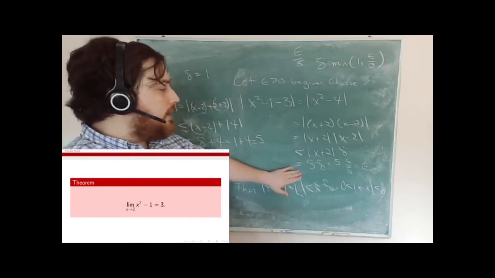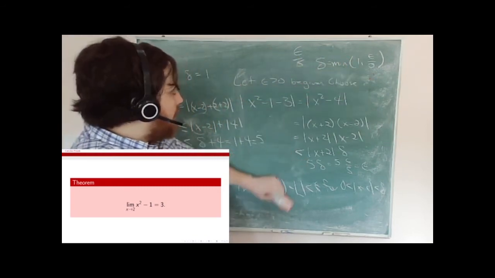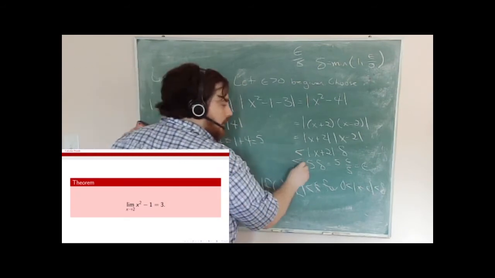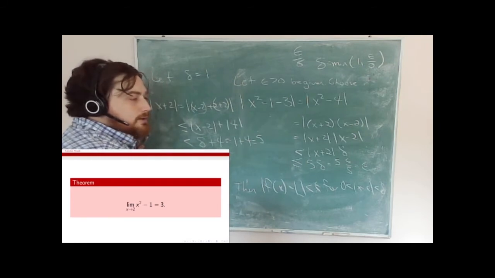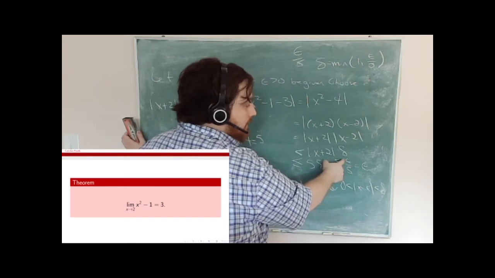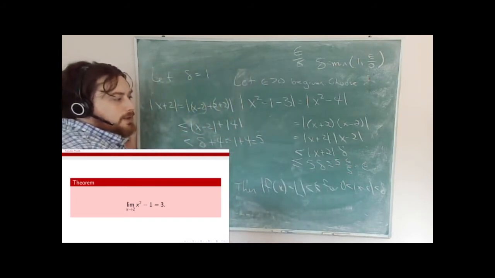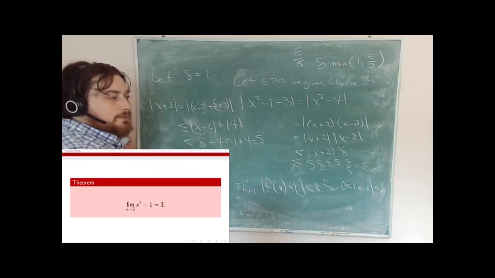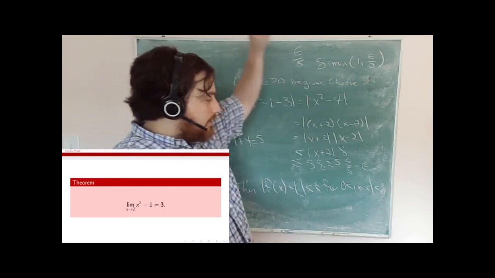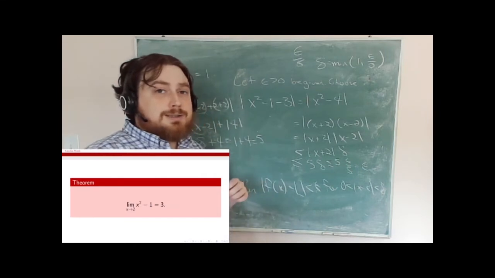Now, if I pick that, because delta is less than or equal to the minimum, I have that this is less than or equal to 1 plus 4, so this is less than or equal to 5 delta. But delta is also less than or equal to epsilon over 5 because it's the minimum of 1 and epsilon over 5. So this is less than or equal to 5 epsilon over 5. So combining these together, the absolute value of f of x minus L is less than epsilon as long as 0 is less than the absolute value of x minus c is less than delta.